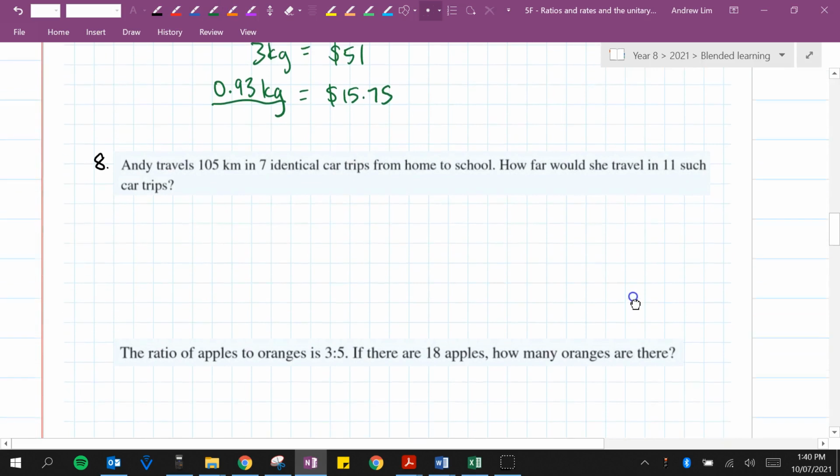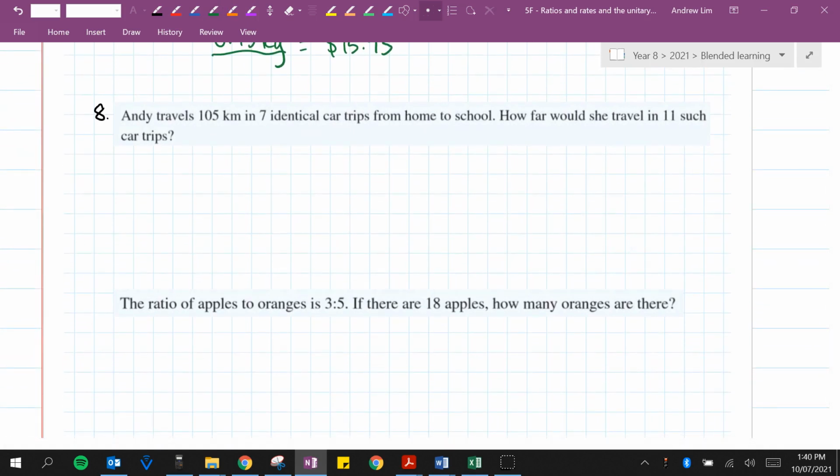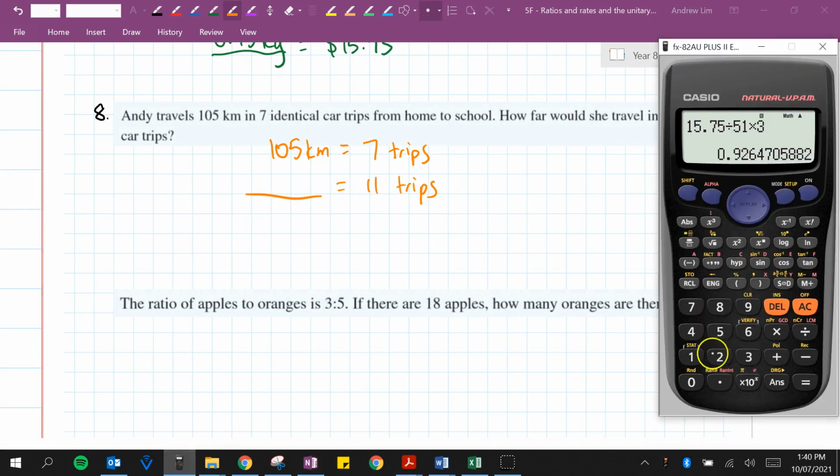Okay, question 8. 105 kilometers in 7 trips. How far would she travel in 11 trips? Bottom number divided by what's above it, times by what's across, 165.